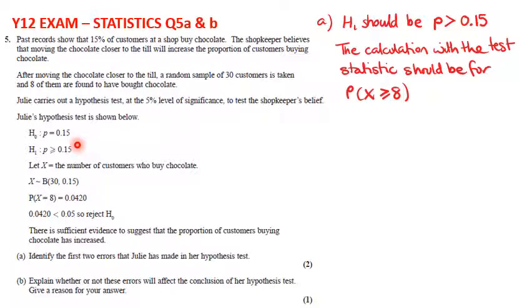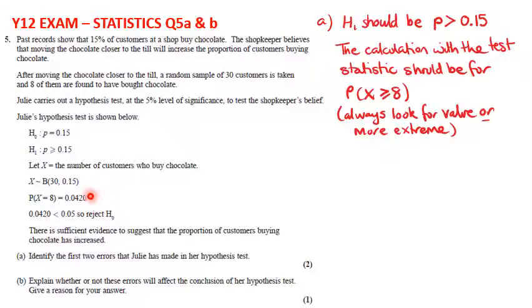The second mistake that she's made is in her calculation with the test statistic. She's looked at probability x equals 8. We should be checking the total probability of x being greater than or equal to 8. Just a reminder, we're always testing the probability of the value or more extreme cases.